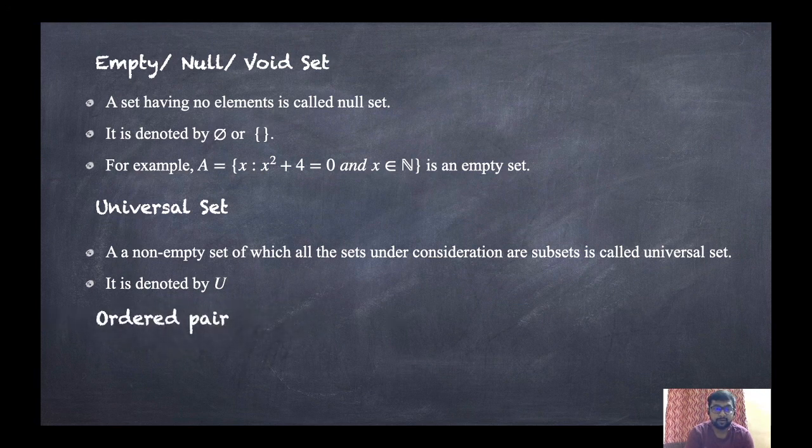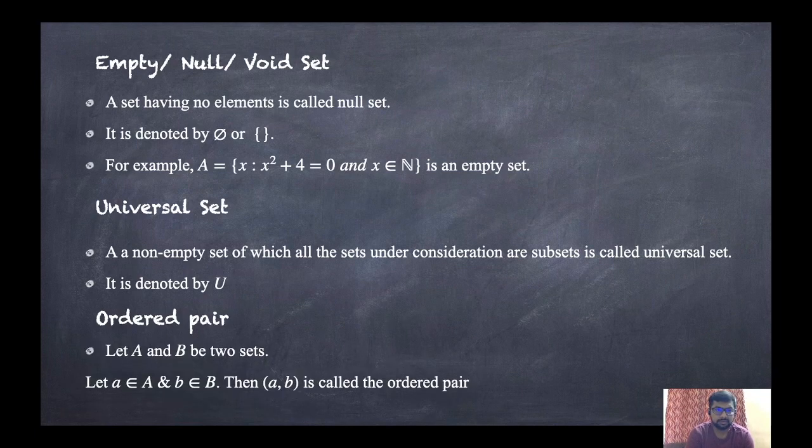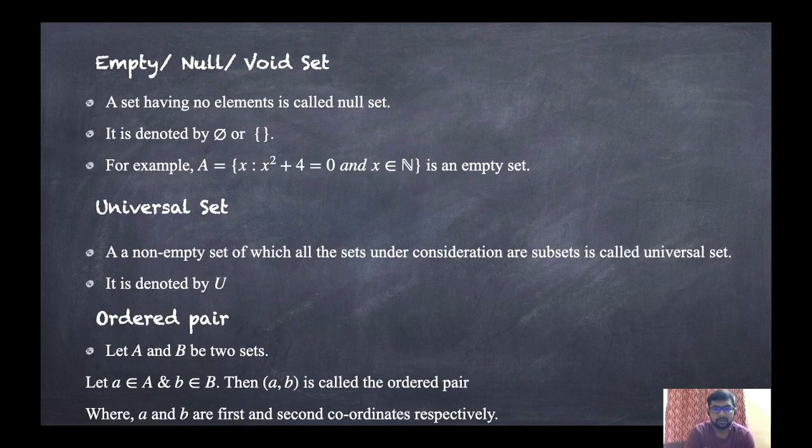Next, ordered pair. Let A and B be two sets. Let a belongs to A and b belongs to B. Then the ordered pair (a, b) is called the ordered pair, like this. Here a belongs to the first set and b belongs to the second set. Where a and b are first and second coordinates of this.